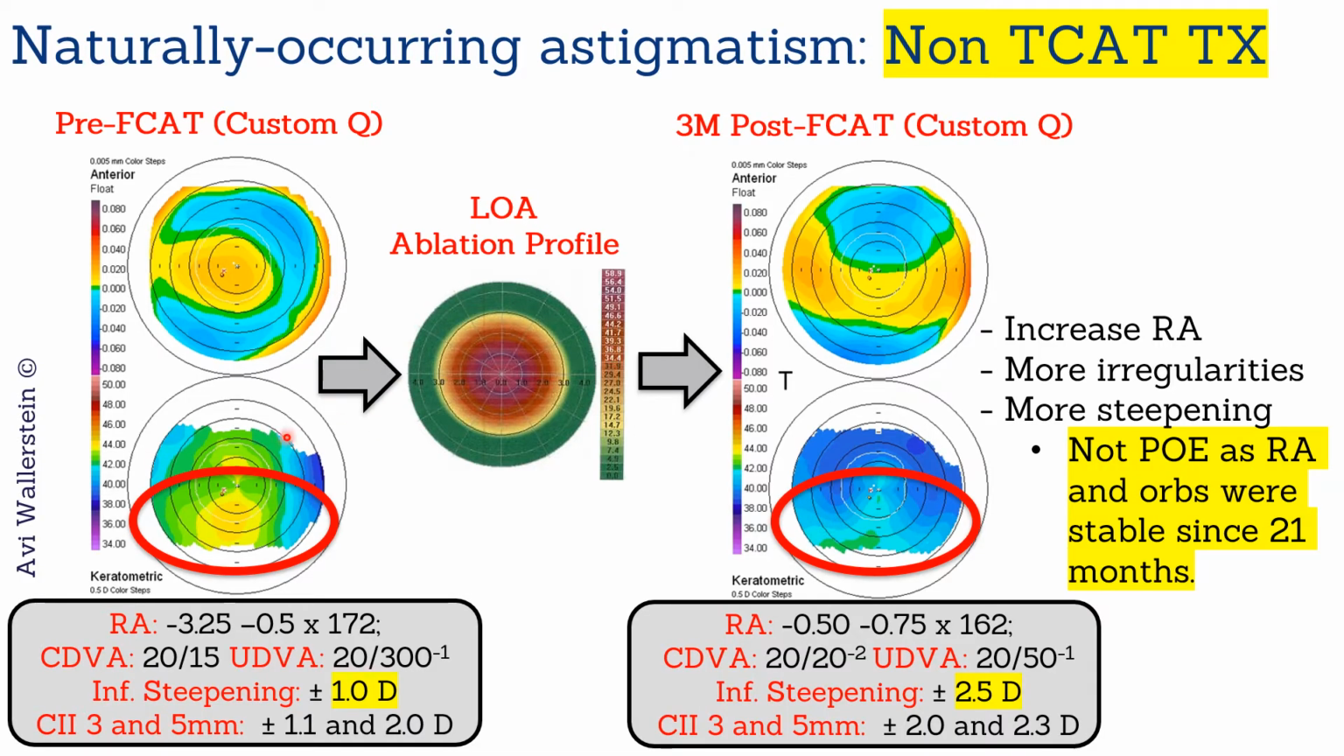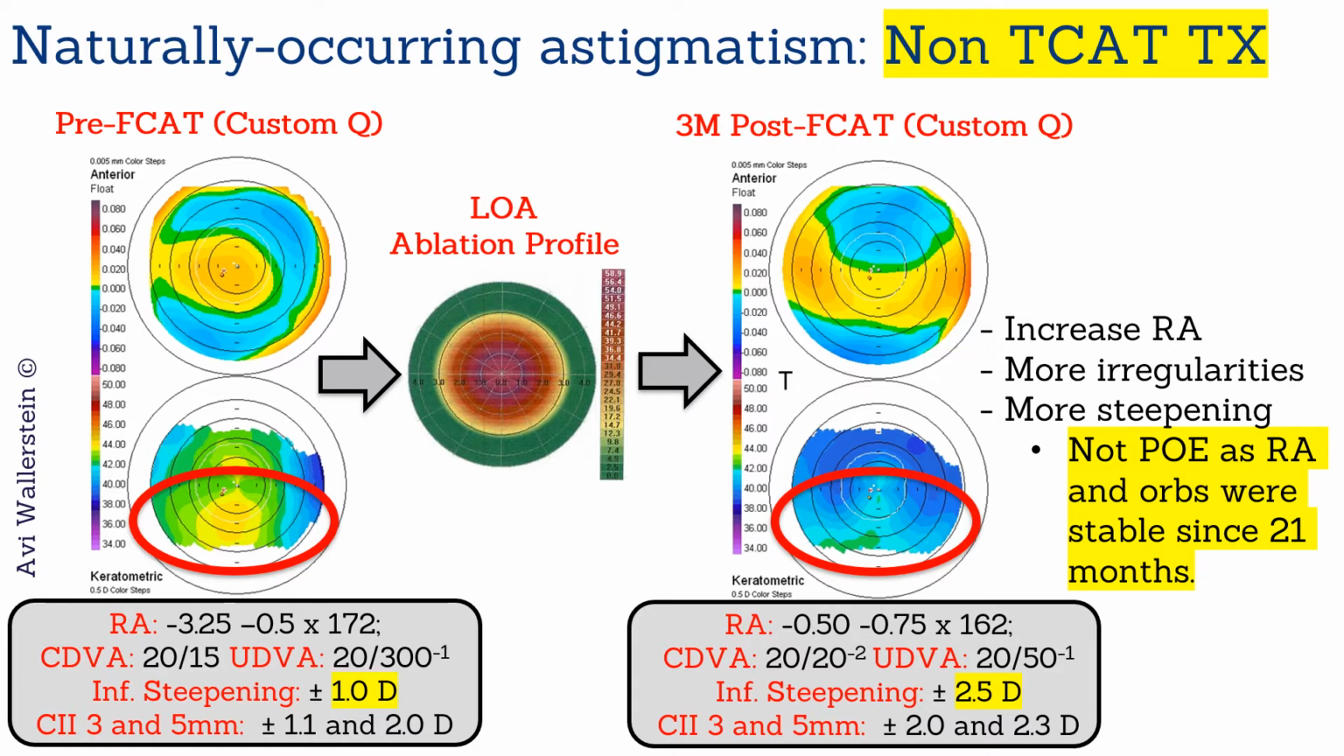Here we see pre-op irregularities becoming more accentuated after a traditional ablation. Notice from 1 diopter to 2.5 diopters of inferior steepening post-op. This is not ectasia and not a decentration, but rather worsening of pre-existing vertical asymmetry inducing vertical coma, causing patient quality of vision symptoms.